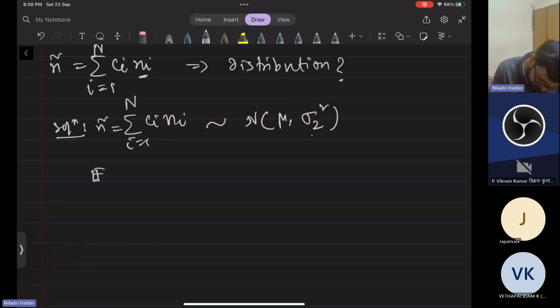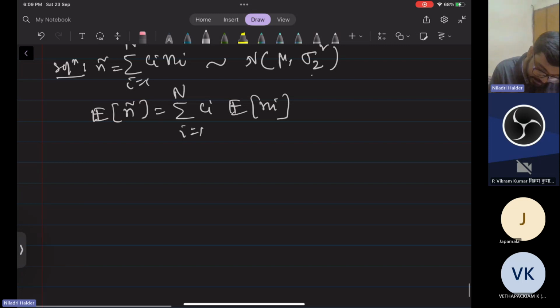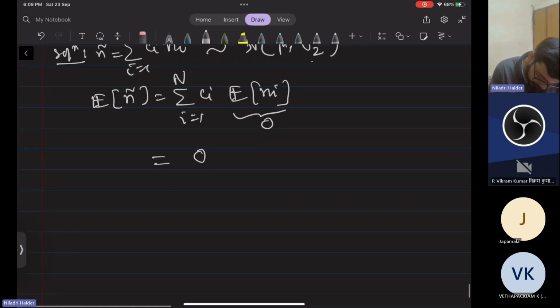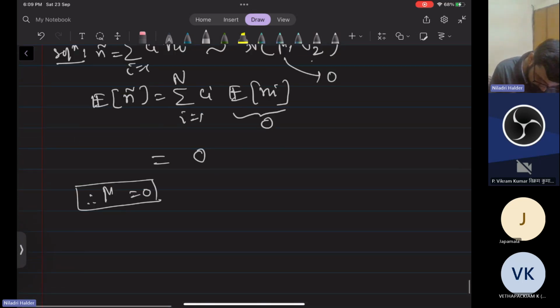Suppose the expectation of n tilde is equal to the summation of ci times the expectation of ni. Now the expectation of ni is equal to 0 because the mean is 0. That's why it's also 0. So we can write that mu is 0. And what should be sigma 2 square? We need to find that out.